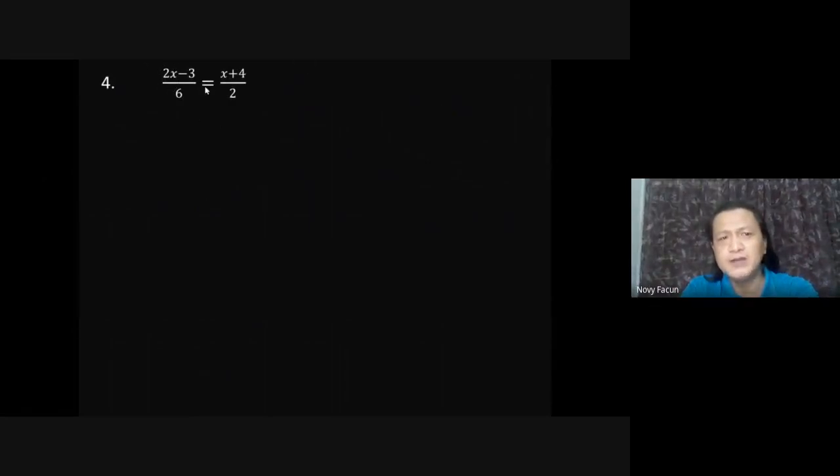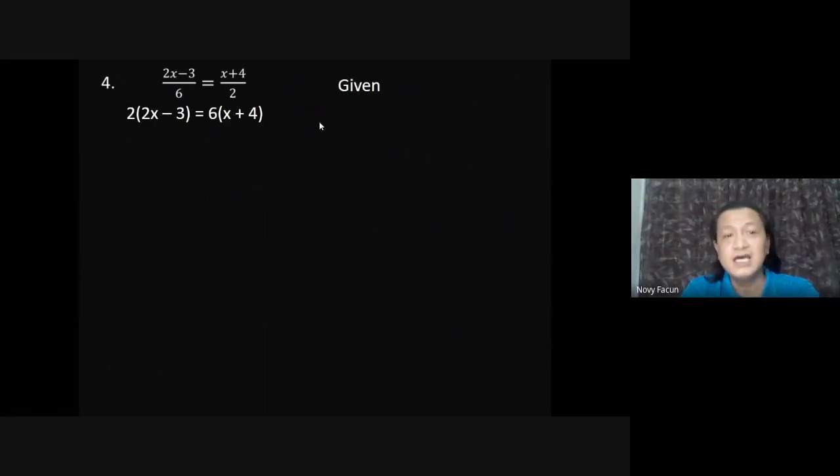If (2x minus 3) over 6 equals (x plus 4) over 2. Take note. So, balikan natin yung step natin. No? Simplify each side if needed. So, by doing that, you have to apply first the cross multiplication bago mo siya ma-simplify. So, that is the given. Cross multiplication meaning yung numerator mo dito, kasi fraction to fraction to.